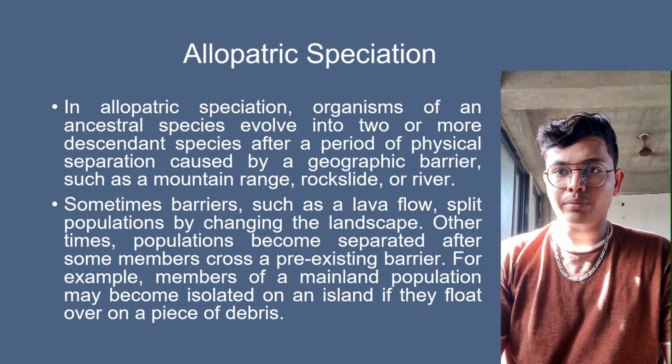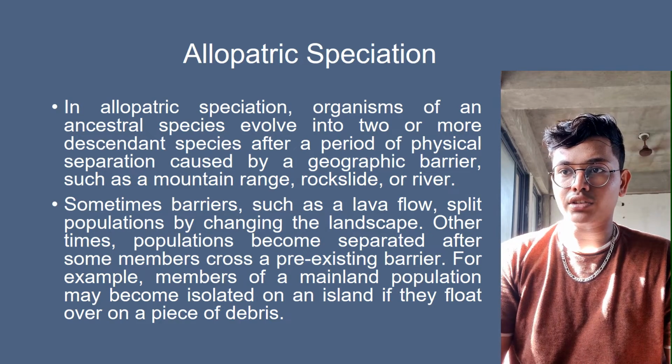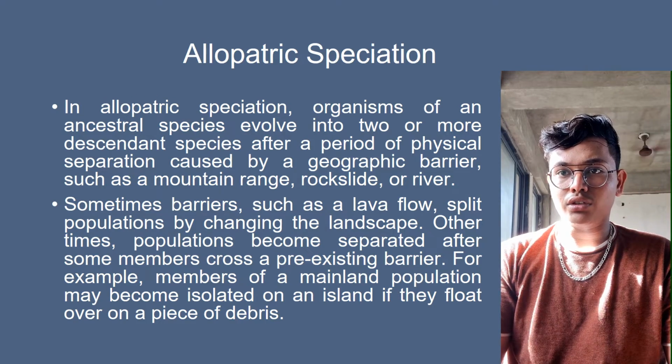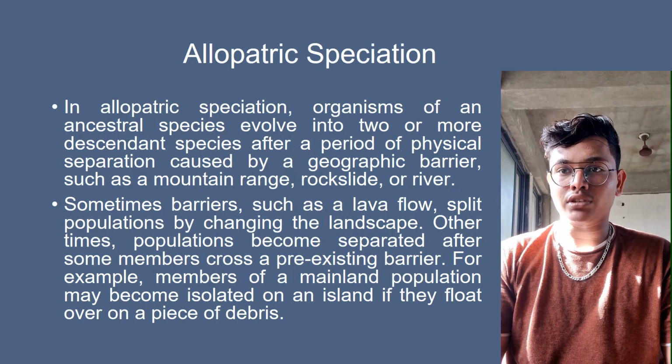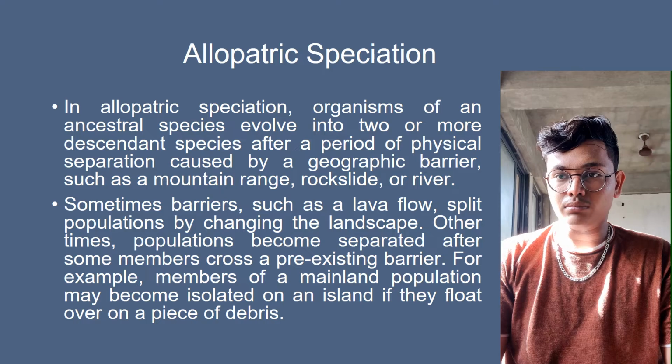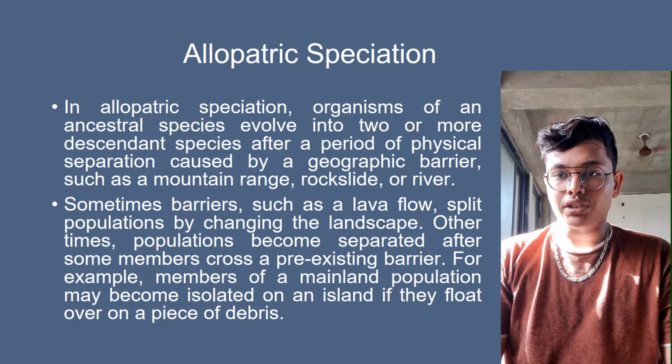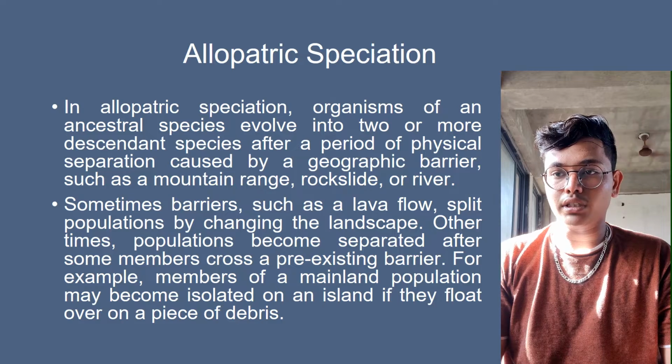Allopatric speciation. In allopatric speciation, organisms of an ancestral species will evolve into two or more descendant species after a period of physical separation caused by a geographic barrier such as a mountain range, rock slide or river. Sometimes barriers such as a lava flow split a population by changing the landscape. Other times populations become separated after some members cross a pre-existing barrier. For example, members of a mainland population may become isolated on an island if they float over on pieces of debris.